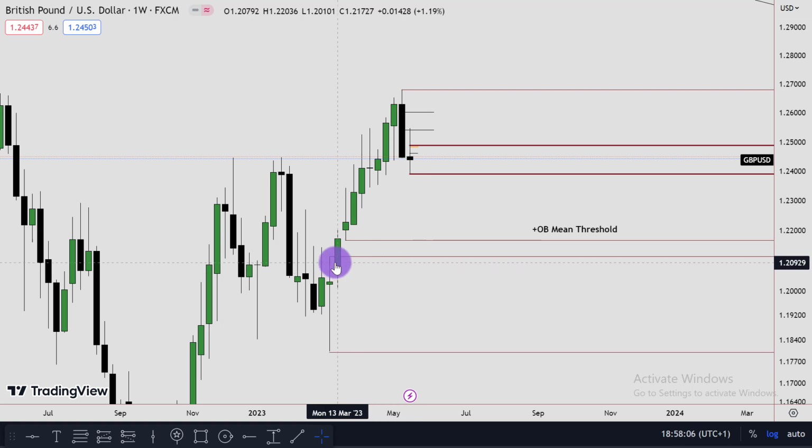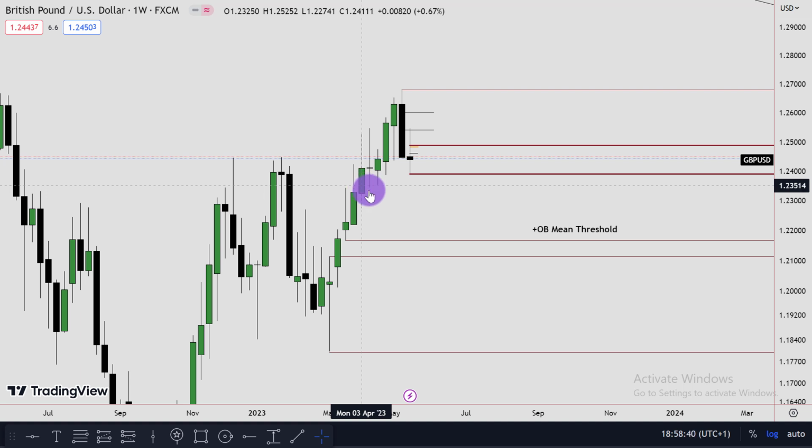Because when the institutions are moving, two things make the institutions move. Number one, liquidity residing above or below the marketplace: either buy side liquidity residing above old highs or relative equal highs, or sell side liquidity residing below equal lows or relative equal lows.